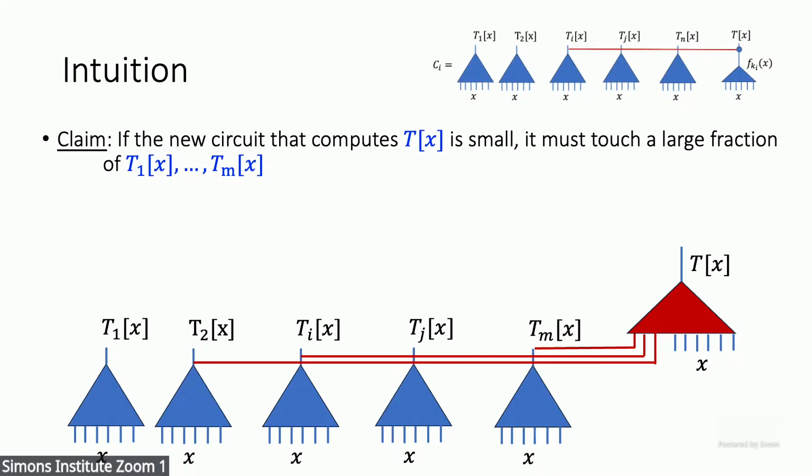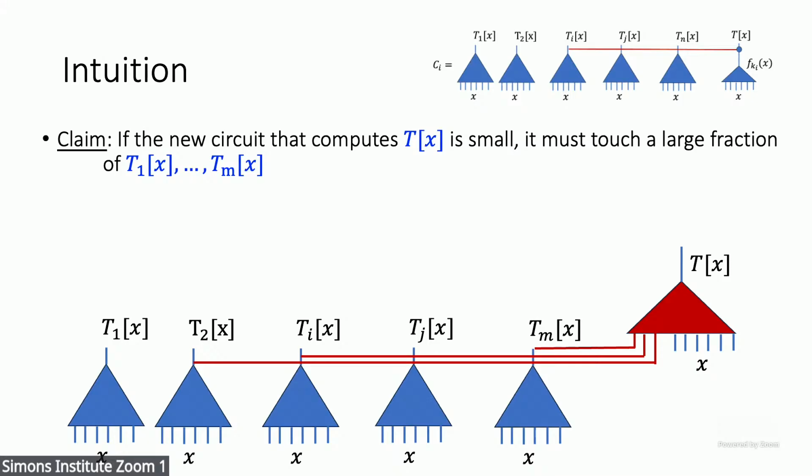T of x is random. Yeah, T of x is random. Likely that the circuit size is large. So it's unlikely that this is small. Correct. But in the original circuit, we have a way to compute it using a small circuit. Right? This is exactly the point. This is exactly the point.